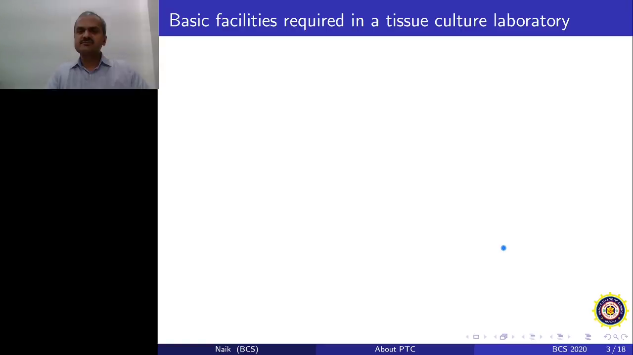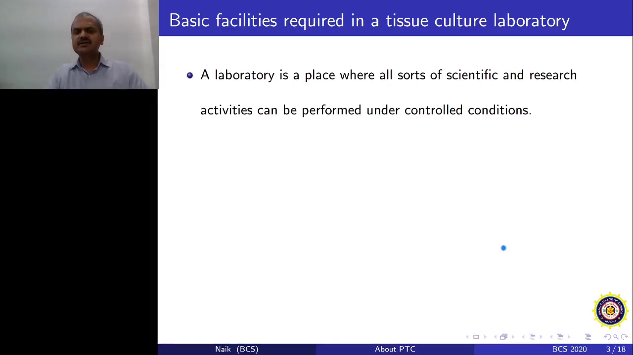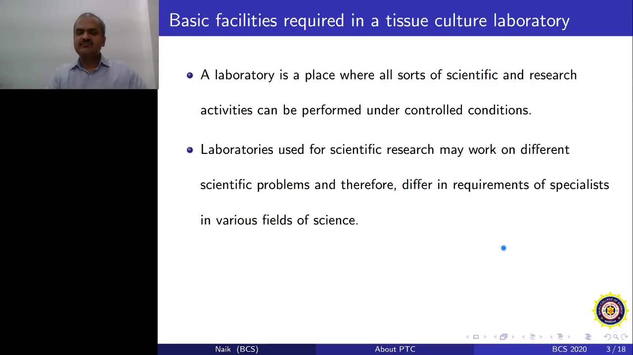What are the basic facilities which are required in a tissue culture lab? Typically, any laboratory is a place where all sorts of scientific and research activities can be performed under controlled conditions. For example, if you have a greenhouse in the botany department, then you can optimize the temperature, the light, and many other conditions. If you have incubators, then you can increase or decrease the temperature. If you have a shaker, then you can increase or decrease the speed of the shaker. So there are various resources which are available in the laboratories.